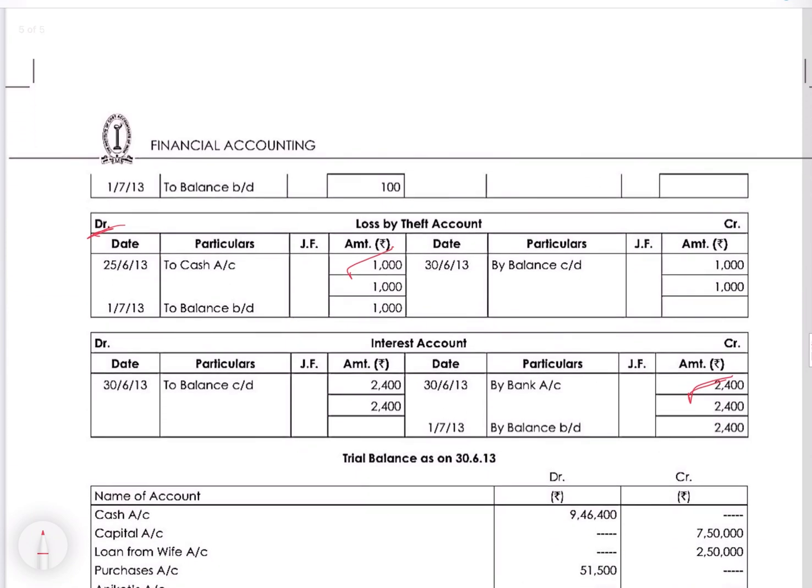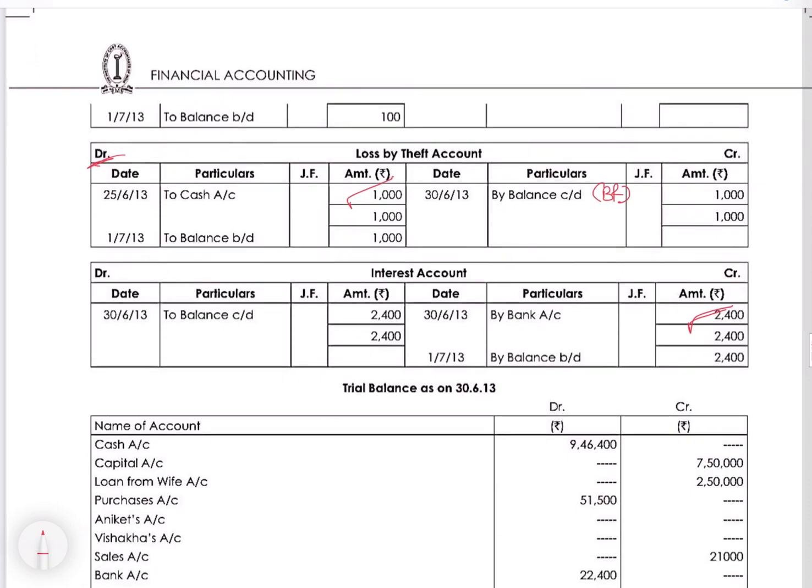Loss by theft, debit side is heavier, so the balancing figure is on the credit side. Interest account, credit side is heavier, so the balancing figure is on the debit side. This way both the sides of each ledger should tally.